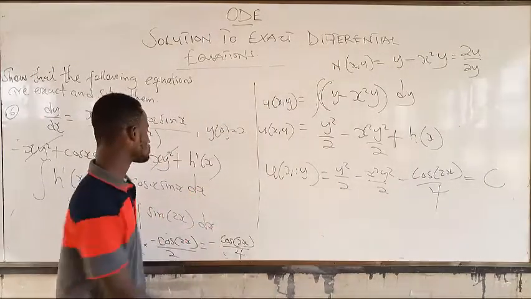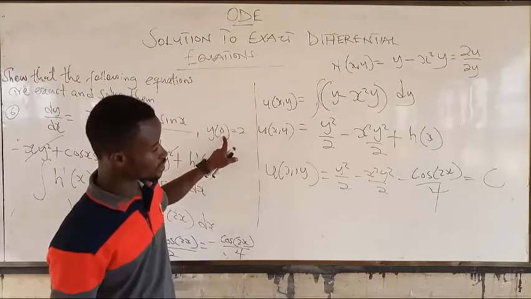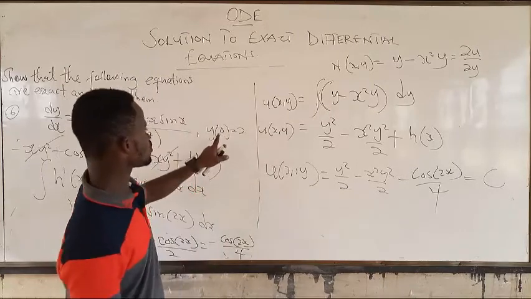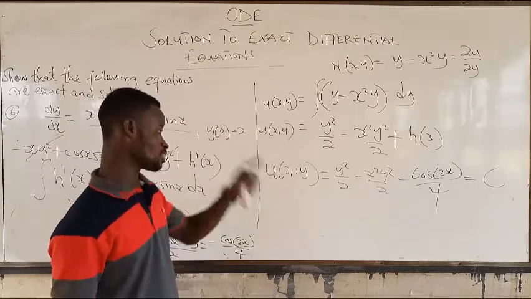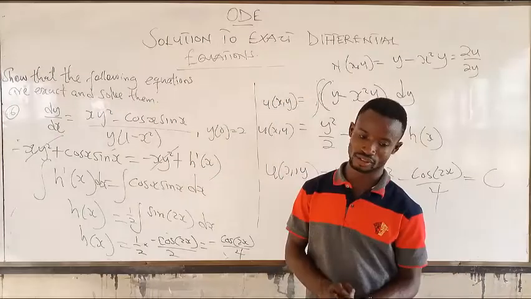But please remember that we have the initial value here. So what this means is that x is 0 and y is 2. So please, for that one, do that and find your c. See what you are going to get for that.